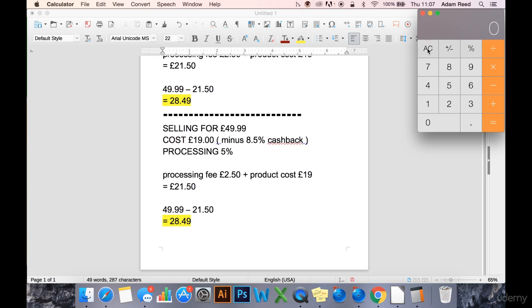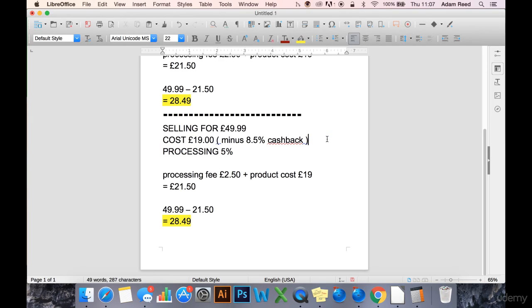£1.60. So 19 minus 1.60 is 17.40. So that's our new product cost actually. It's not £19, it's 17.40. That is essentially what we're getting our product for, thanks to this cashback. So I'm going to minus 1.60 here. There we go. Product cost and processing fee is $19.90.